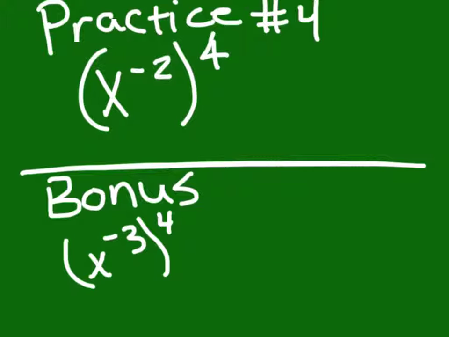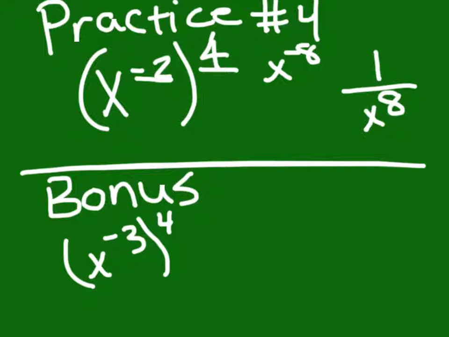So for the practice problem, we have x to the negative 2nd to the 4th. Negative 2 times 4 is negative 8. So it would be x to the negative 8. We don't keep our exponents in the negative form. So in order to make this into the positive form, we write a 1 over the positive form of negative 8, which is 8. So we have 1 over x to the 8th.